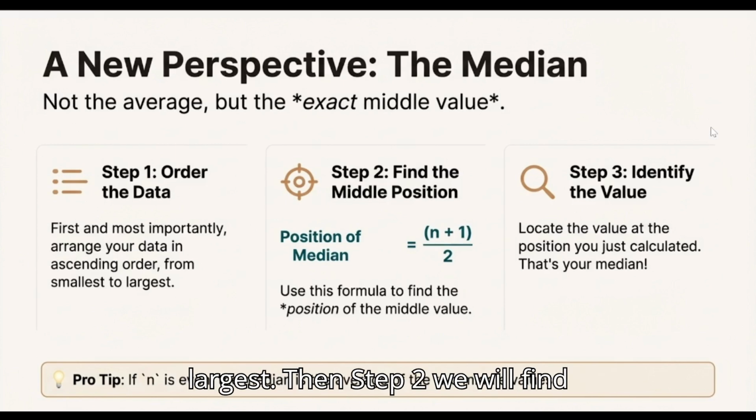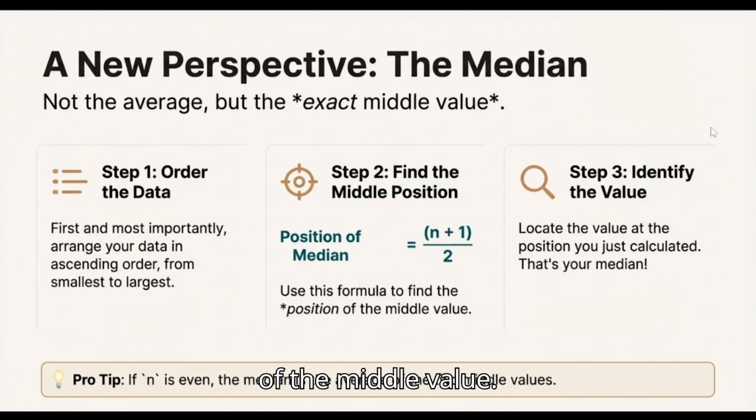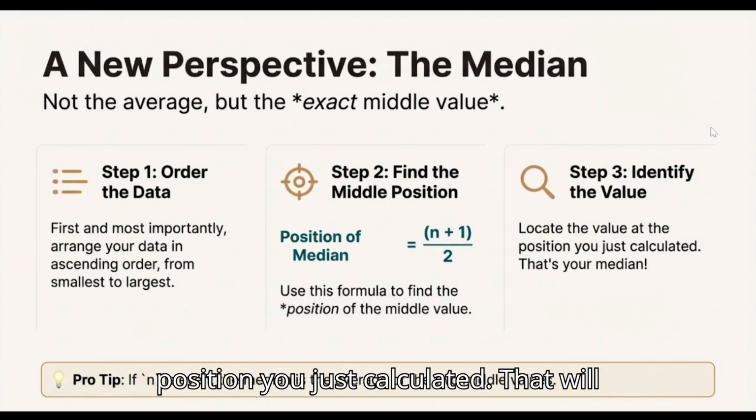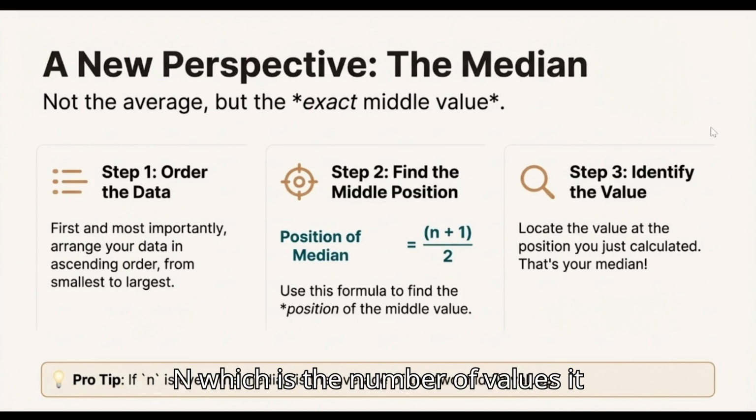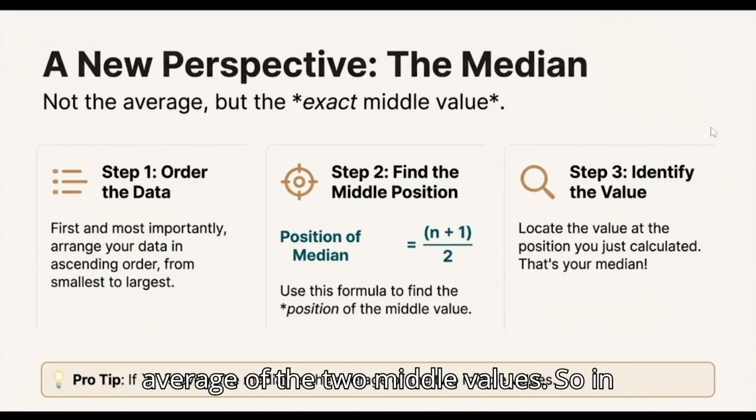Then step 2, we will find the middle position, which is n plus 1 divided by 2. This formula will be used to find the position of the middle value. Identifying the value: locate the value at the position you just calculated, that will be your median. Another tip is that if n, which is the number of values, is even, then the median will be the average of the two middle values.